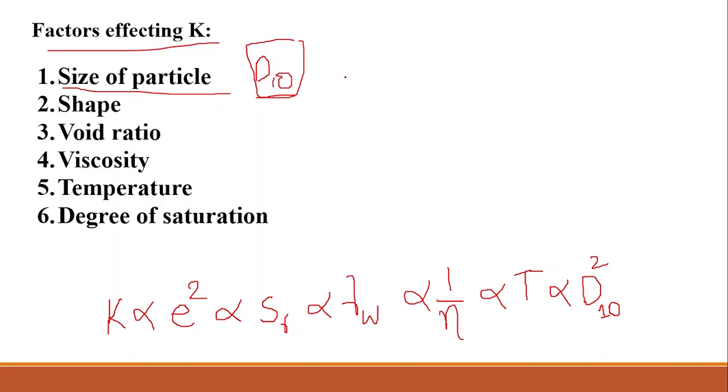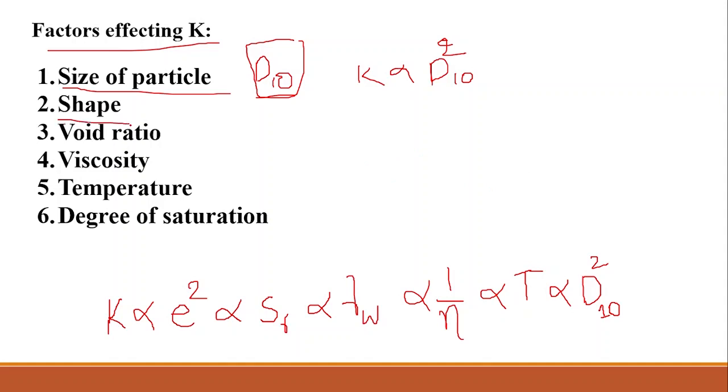What is the relation between K and D10 then? K is directly proportional to D10 square. The particle size D10 is what we call the effective size. K is directly proportional to D10 square. Next one, shape.